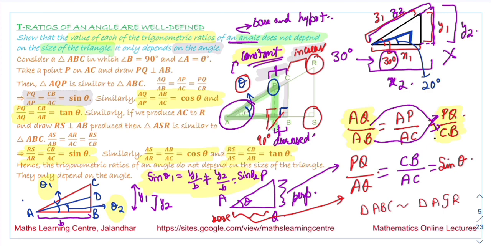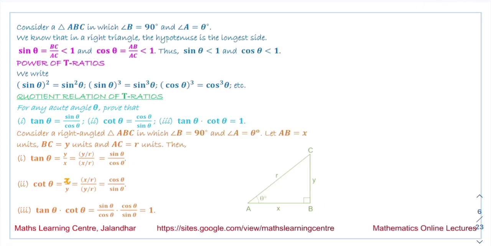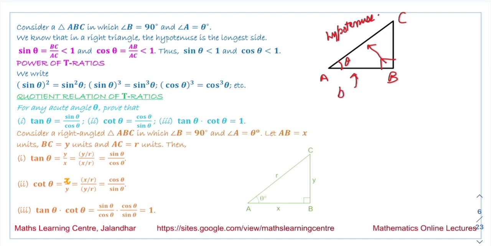Now next we consider a triangle ABC, in which the angle at B is 90 degrees, and the angle at A is theta. The longer side is the hypotenuse, the side opposite to the 90 degree angle. This is the angle theta. It means this is the base for this triangle, and this is the perpendicular.